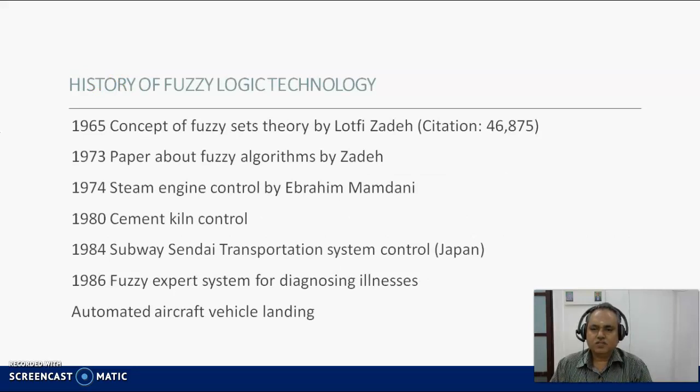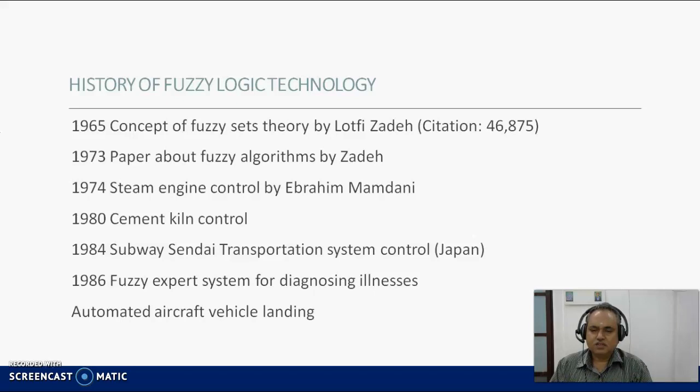Now we'll see some of the history of fuzzy logic technology development. As I told, fuzzy set theory was first developed by Zadeh, and he gave a paper in 1965, and then the fuzzy algorithm paper came in 1973. Ebrahim Mamdani used a fuzzy logic controller for steam engine control in the year 1974. That is the first application of fuzzy logic theory to a practical problem.